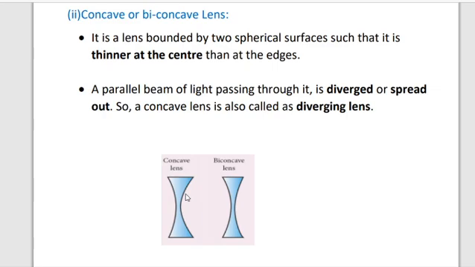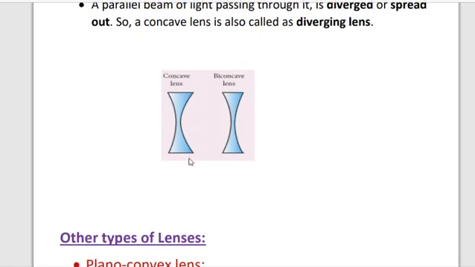So when we see the concave lens and the biconcave lens, both spherical surfaces are thinner. You see, thinner at the center, slimmer than the edges.